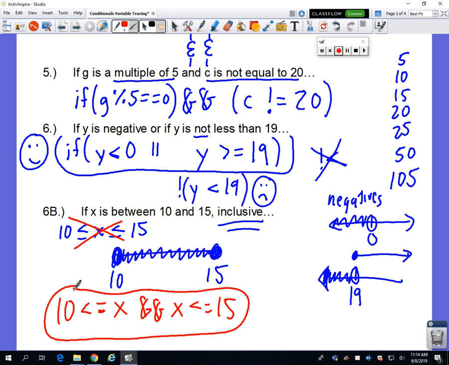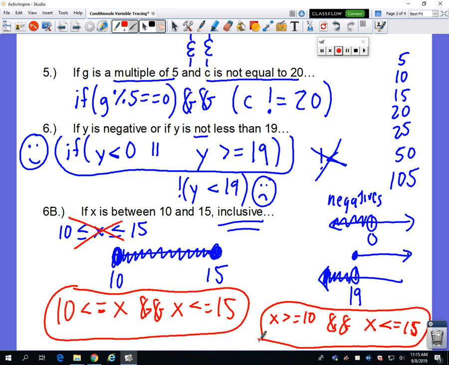Now, some people will instead write it like x is greater than or equal to 10, and x is less than or equal to 15. And that's the same thing. That will also work. That is it for this part of the video.